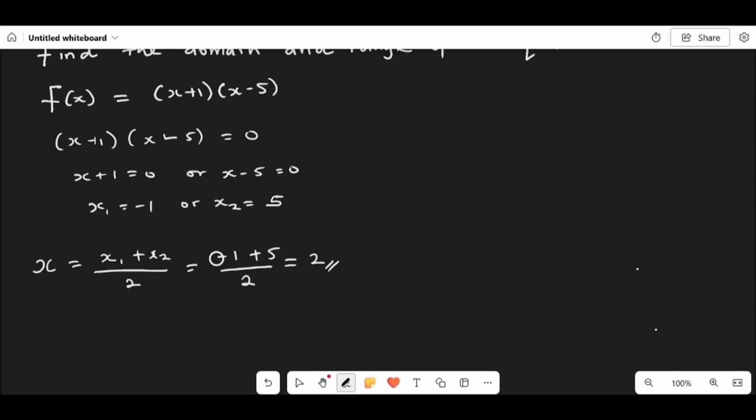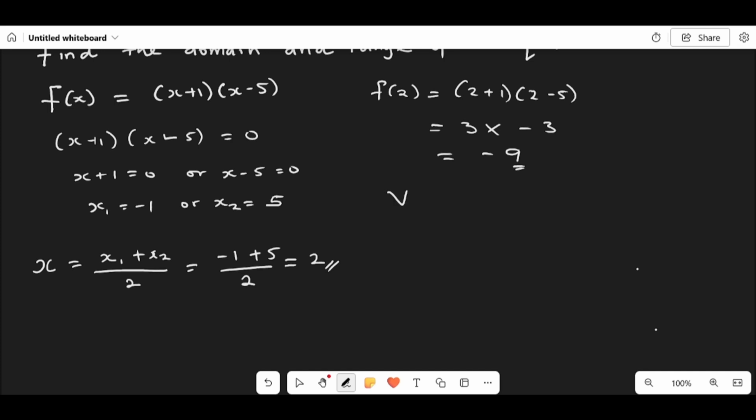the vertex of the quadratic function, and we can do that by substituting 2 into this quadratic function. That means f(2) = (2 + 1)(2 - 5), which is equal to 3 multiplied by -3. The answer is going to be -9. That means our y coordinate of the vertex is -9.